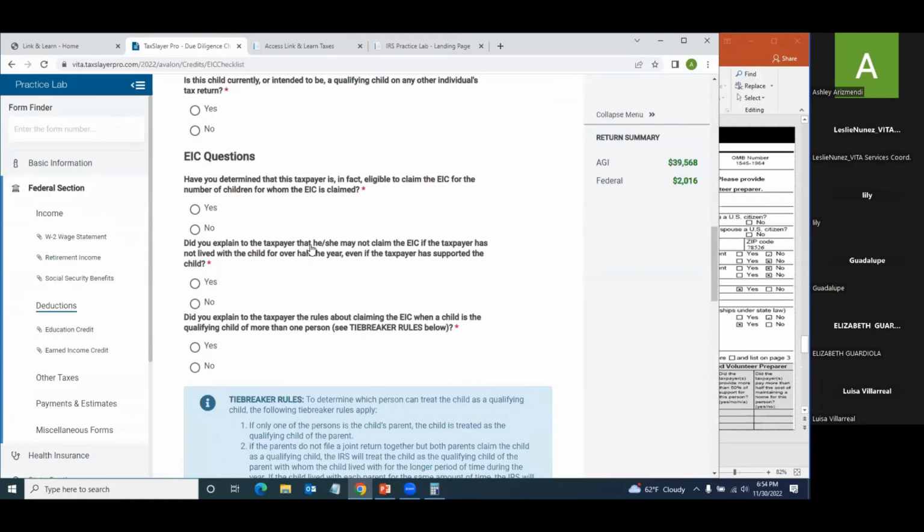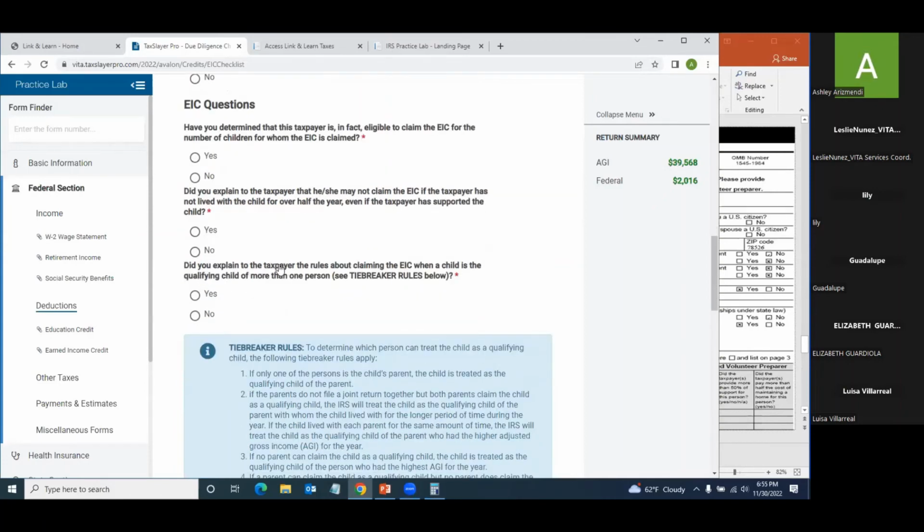Did you explain to the taxpayer that he or she may not claim the EIC if the taxpayer has not lived with the child for over half the year? Remember, they usually don't get credit if the child has only lived there for less than 6 months. If they've been there from 6 months to 12 months, then they will get some credit, even if the taxpayer has supported the child. So we would put yes in this situation.